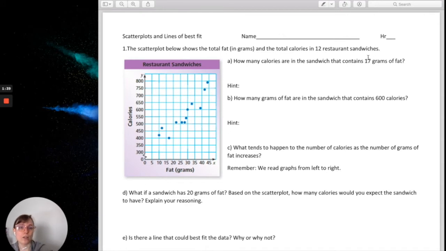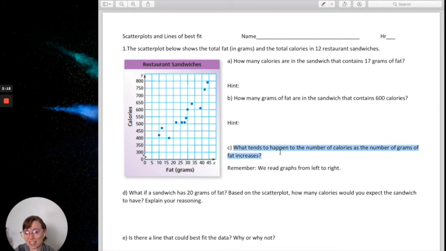To reinforce how you read it, how many calories are in a sandwich that contains 17 grams of fat? If we look at 17, that should be at 400. How many grams of fat are in a sandwich that contains 600 calories? Going backwards, if you're at 600, it'll be 30 grams of fat. What tends to happen to the number of calories as the number of grams of fat increases? Remember, we read graphs from left to right, so you can see it increasing. As the number of fat grams increases, the number of calories increases.